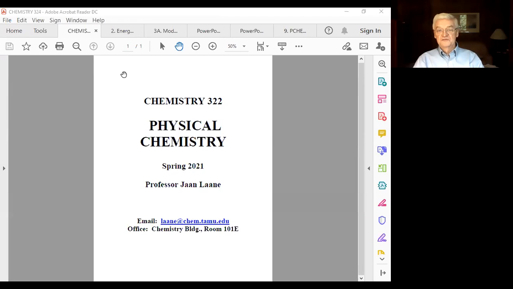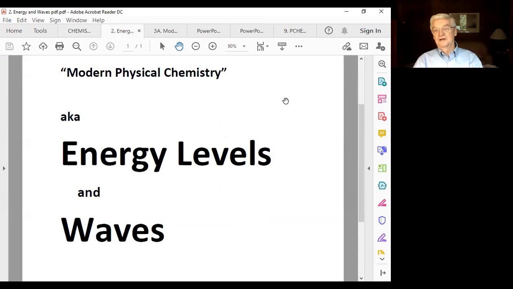Okay, so this is physical chemistry for chemical engineers. This is what I call modern physical chemistry. A lot of stuff you learn in chemical engineering, like thermodynamics and distillations and things like that, that's what I call old-fashioned physical chemistry. So what we're going to talk about this semester has to do with atoms and molecules. So we're going to be down at the very small level of how things work.